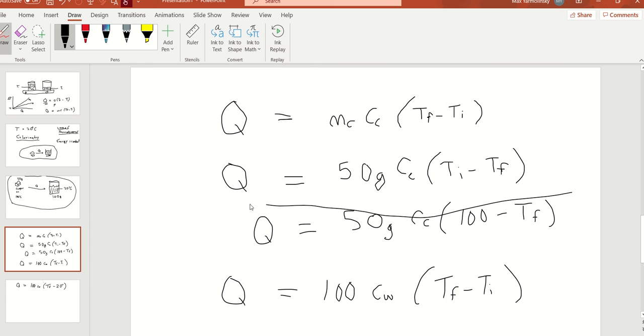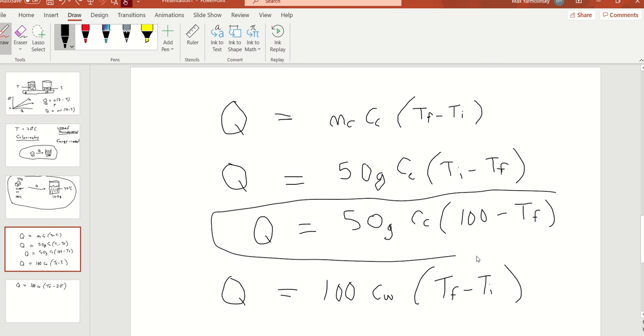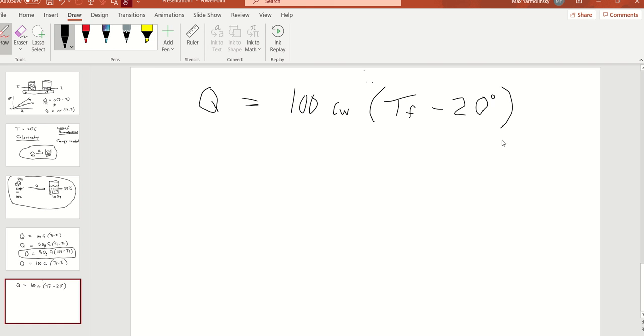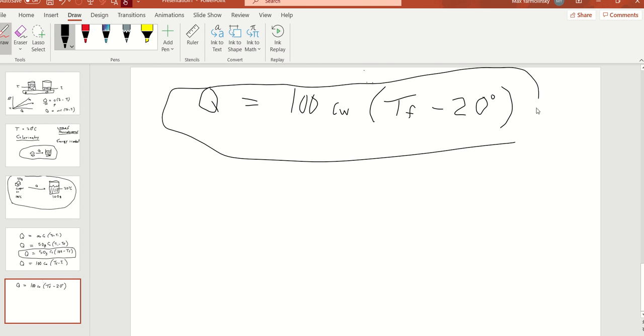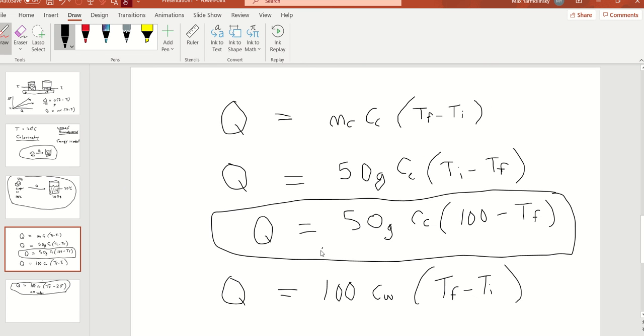We have this equation, which describes the heat flowing out of the copper, and then we have this equation, which describes the heat flowing into the water. That's the same heat. The heat that comes out of the copper heats up the water. That heat is going into the water, and it's going out of the piece of copper. So that means we can set these two things equal to each other.